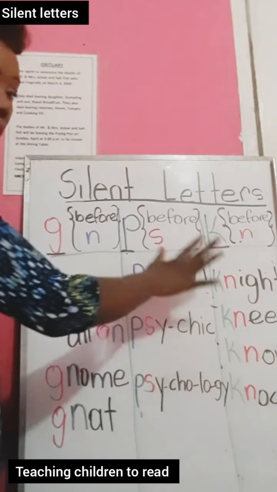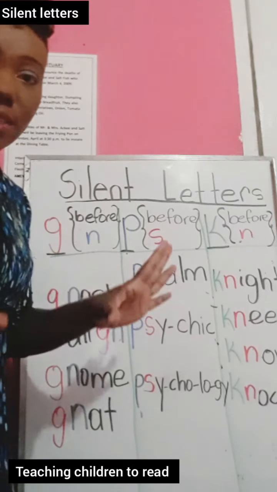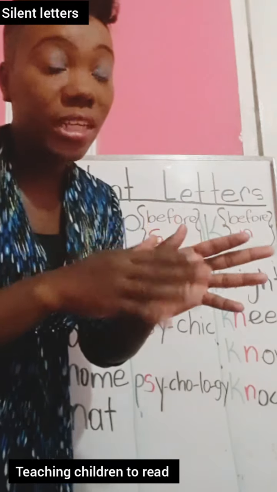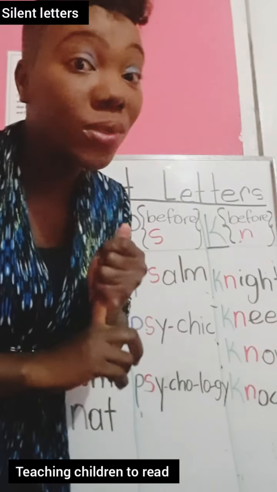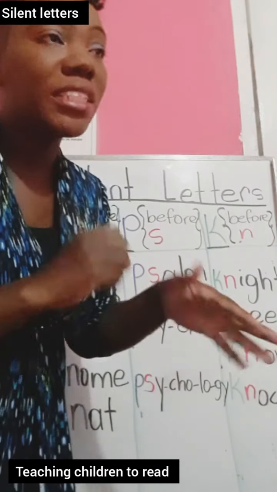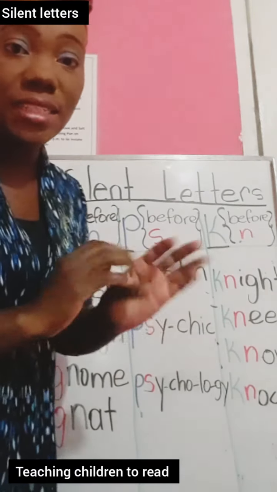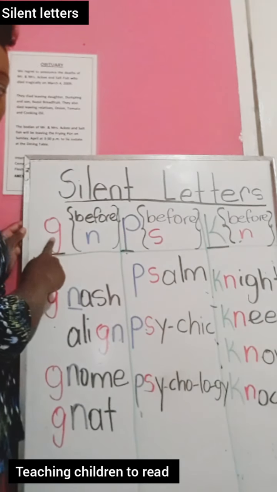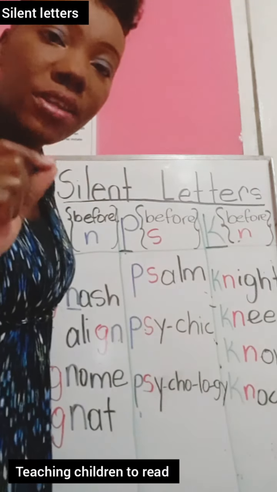So here I have a lovely chart for you with some silent letters. I'm going to focus on three silent letters for now because there are other silent letters. Even though they're silent here, they make sound in some words, because every letter has a sound, but it's not in every word that they make their sound. So in these words, these letters do not talk. We're going to talk about silent G, silent P, and silent K, and I'm going to tell you when they are silent.